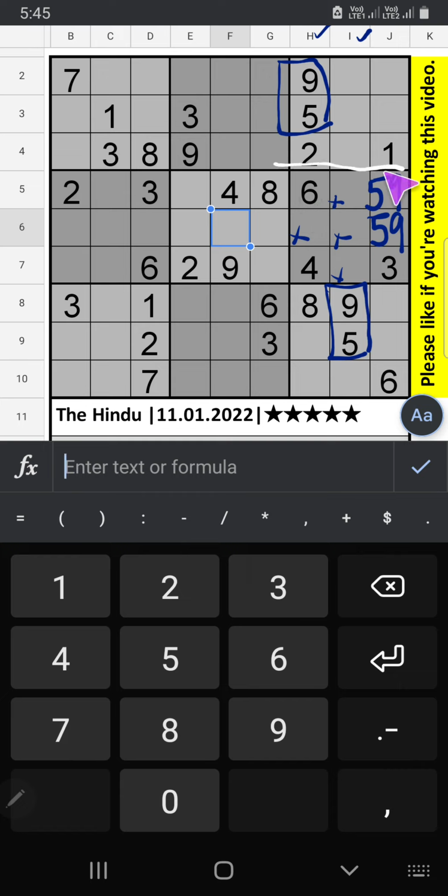In this grid, we have 3. So 3 can't come in the cell. 9th row also we have 3. So 3 can't come in the cell. Then 3 is confirmed here. Then column H, only 2 numbers are remaining, 1 and 7. We'll confirm later.